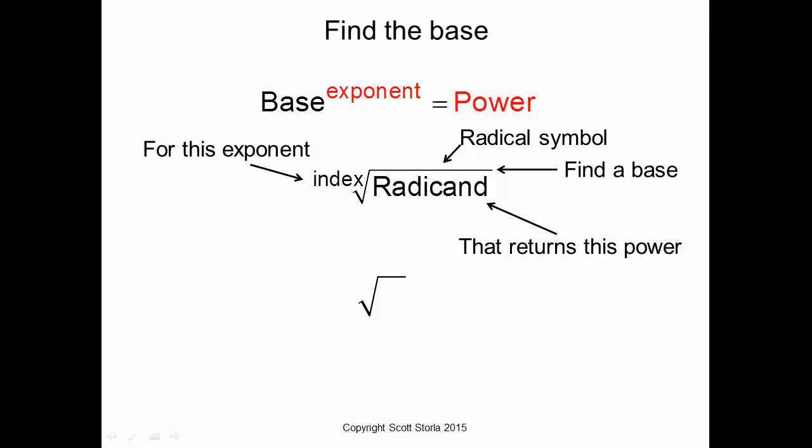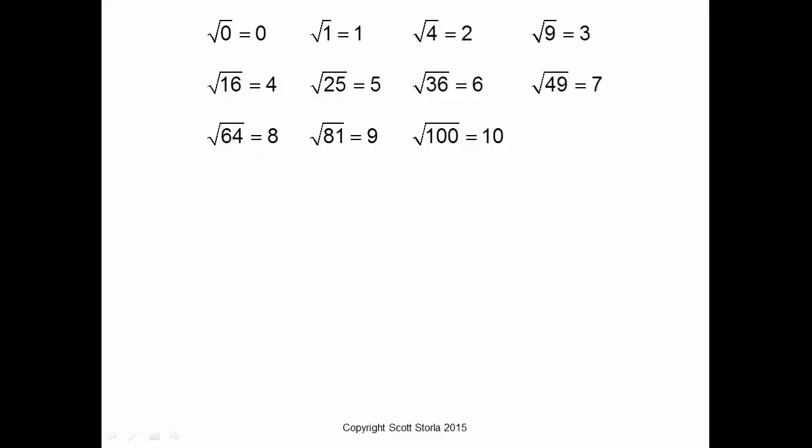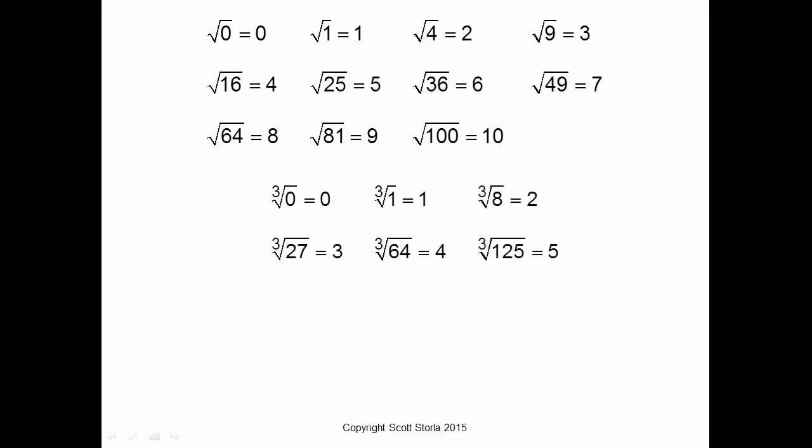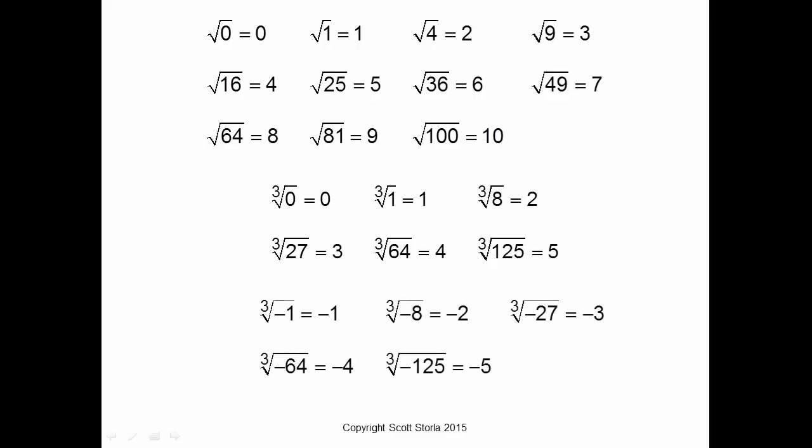So this is saying find a base, so that if the base has an exponent of 2, the power is 9. And of course that base is a 3 because if you take that base and square it, you do get a 9. You should memorize these 11 square roots and these 6 cube roots. And the radicand of a cube root could be either positive or negative, so you should also know these 5 cube roots.